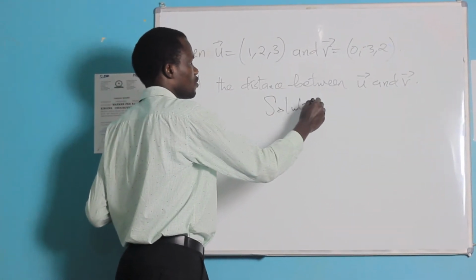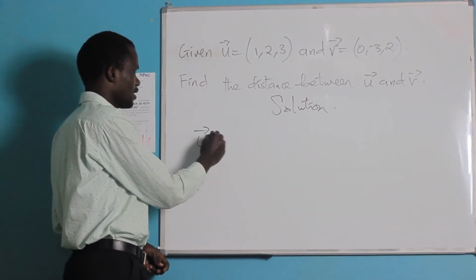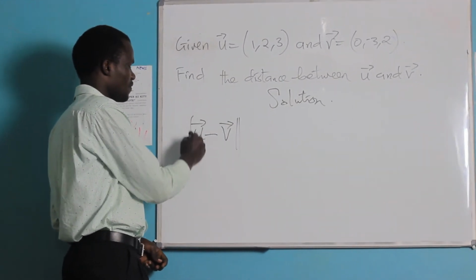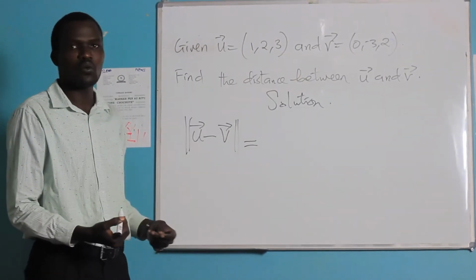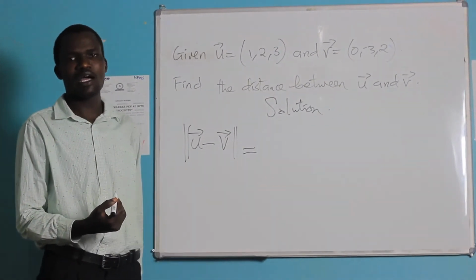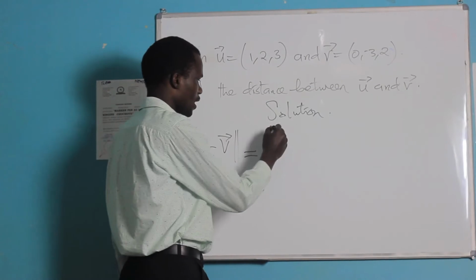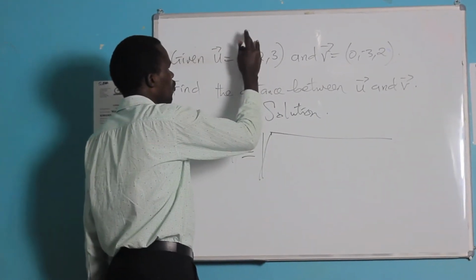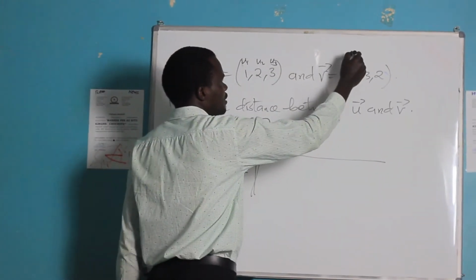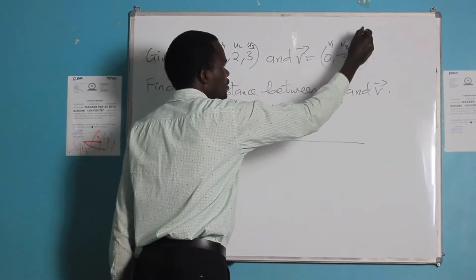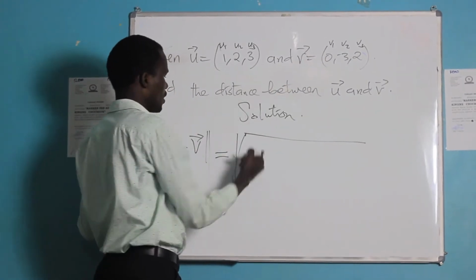So, solution. The distance is just taking the norm of the difference of these two vectors. And here we have two vectors which are in 3 dimensions. So each vector has 3 entries. So we take the square root. Let's say this is u1, the first entry, u1, u2, u3, and this is v1, v2, v3. So the distance defines the difference between these.